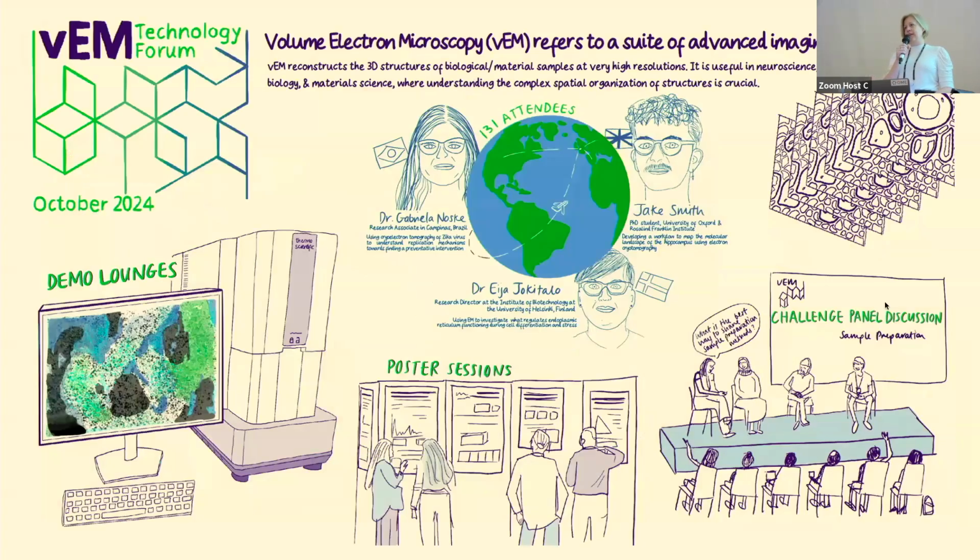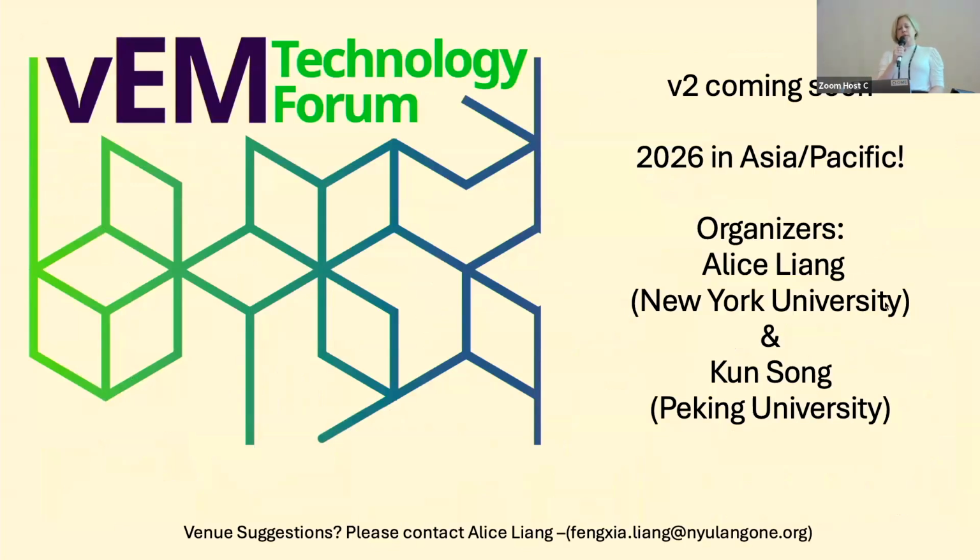And last week in the UK, in Harwell, we had our first volume electron microscopy technology forum, which was bringing people together to talk very detailed hands-on about the techniques and what needs to be done. And I would just like to call out to anybody who's local, because version 2 will be coming in 2026. It's going to be held in Asia Pacific, and the organizers are Alice Liang at New York University and Kun Song at Peking University. So if you're interested in being involved, then please either speak to me or drop Alice an email.